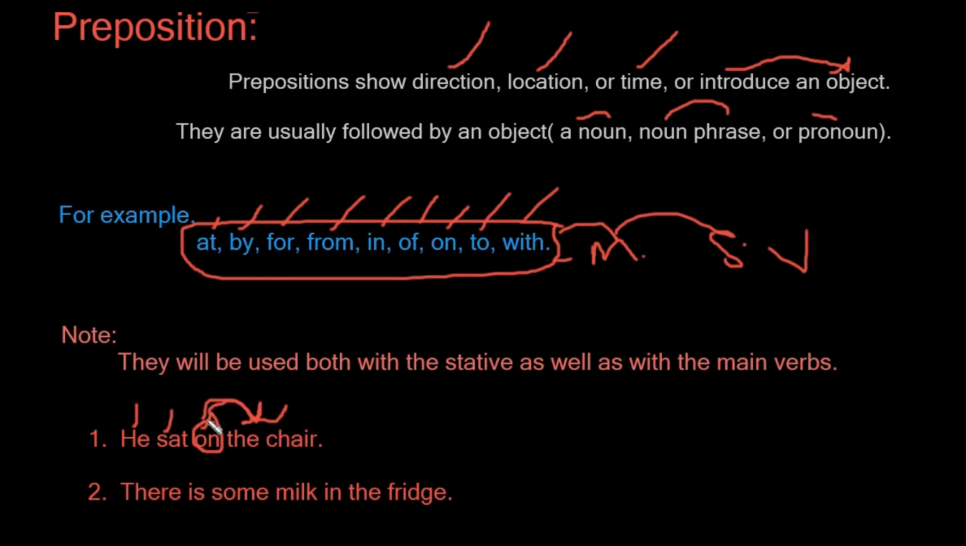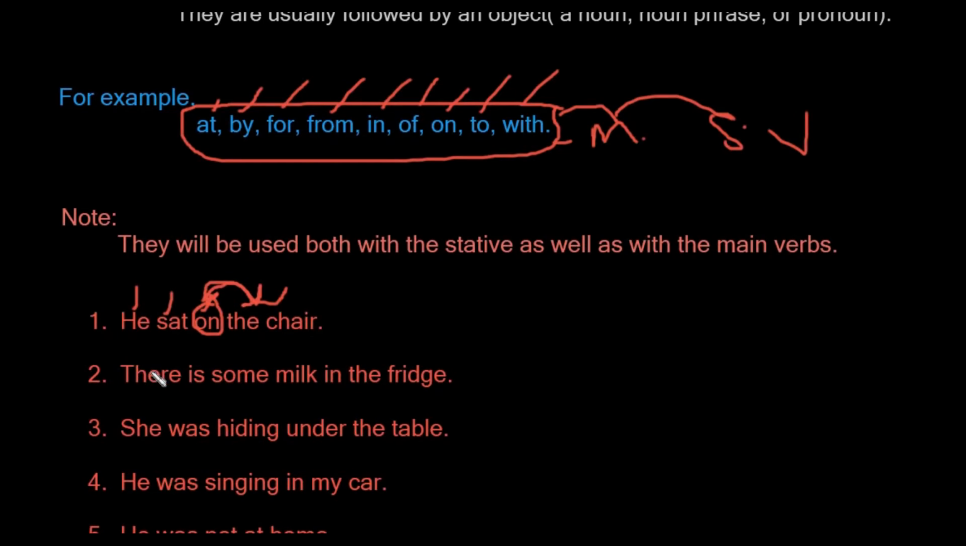It will come before the object. This is the object and it will come before the object. That's why we say that it is followed by the object. And the chair is a noun.